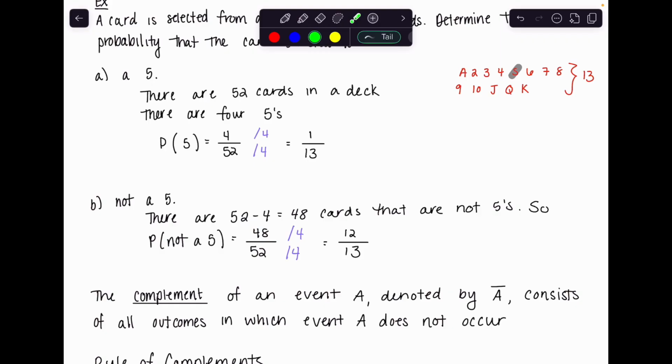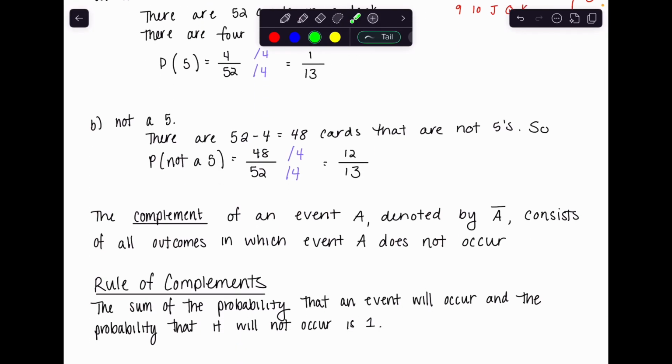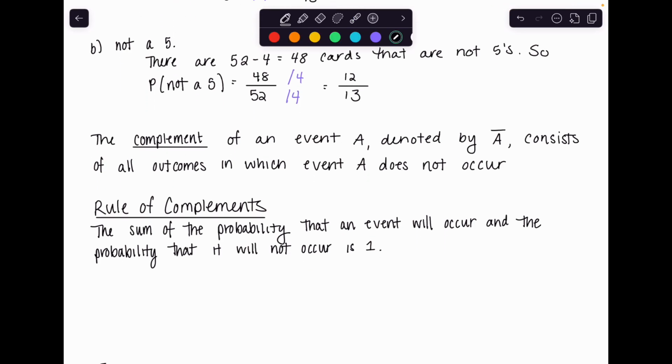So this actually leads to something that's called the rule of complements. The sum of the probability that an event will occur and the probability that it will not occur is always going to equal 1. Okay? So the probability of event A plus the probability of event not A occurring is always going to be 1. And again, using our notation with the complements, A and A complement are just putting a bar over it.